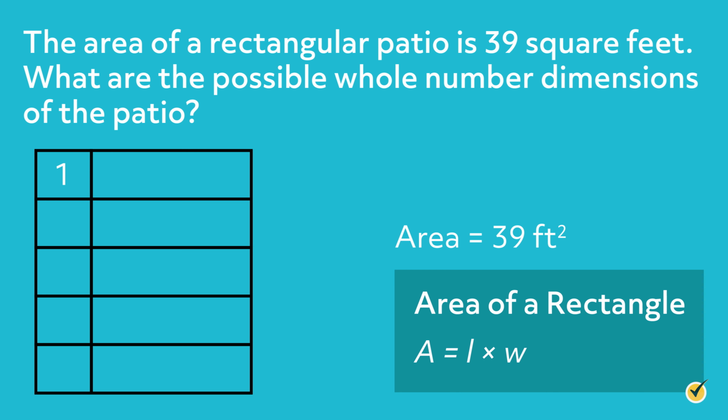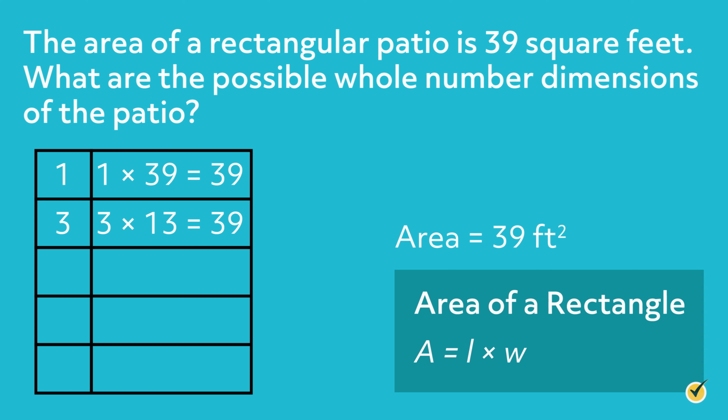Let's start with 1. Ask yourself, 1 times what number equals 39? 1 times 39 equals 39, so 1 and 39 are factors. Next comes 2. 2 times what equals 39? Well, there isn't a number we can multiply by 2 to get 39, so 2 is not a factor. We skip it and move on to the next number, which is 3. 3 times 13 equals 39, so 3 and 13 are factors.